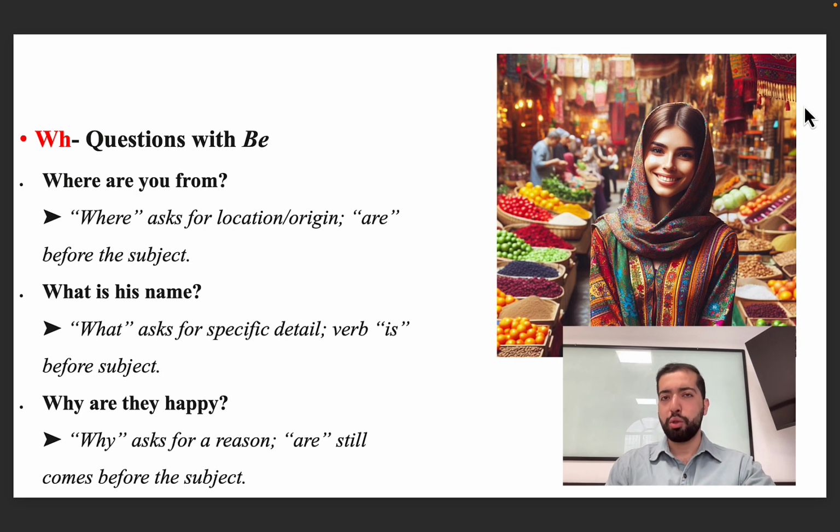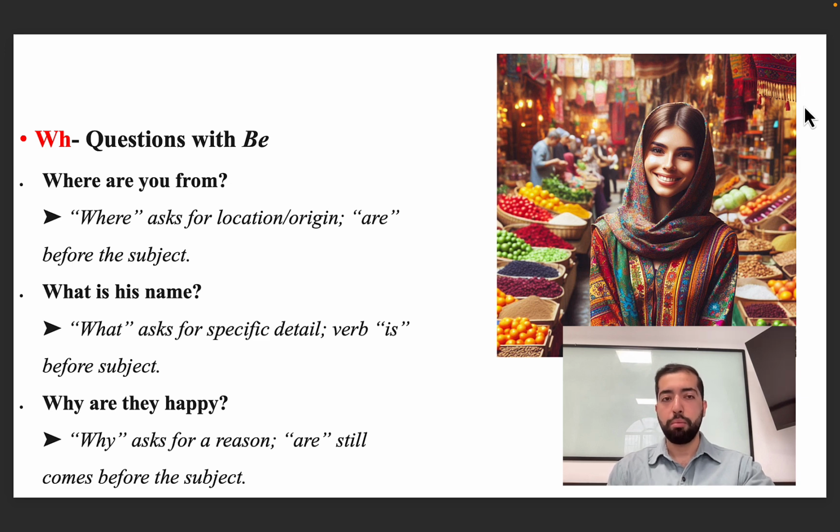Now let's see WH questions with to be. First one, where are you from? It's a very common question when you want to ask about where that person is originally from. For example, they can say, I'm from Iran, I'm from Canada. Where asks for location or origin.